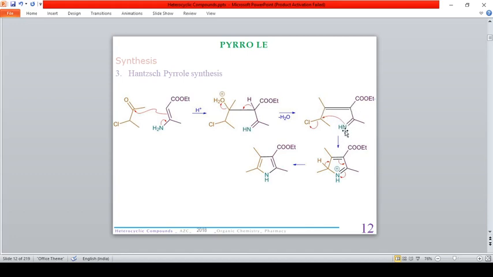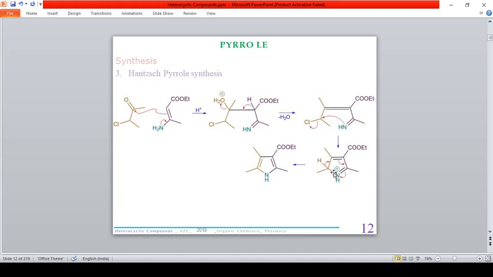Now again nitrogen has a lone pair of electrons. So what will it do? It will again attack the one carbon that is electron deficient. Here chlorine is a highly electronegative atom, so it will attract the electron pair to itself. This carbon will have a slight positive charge, and this lone pair will attack here. The chlorine will be released and a bond formed here.